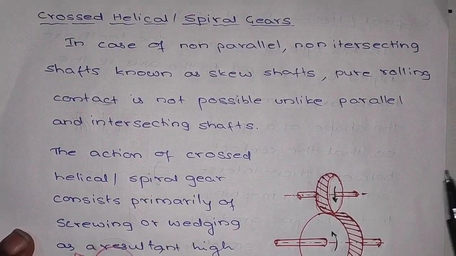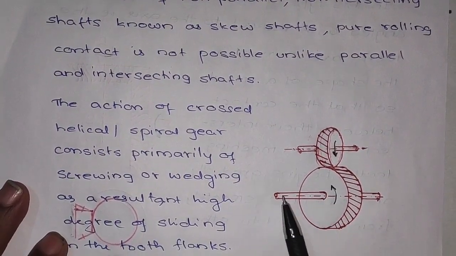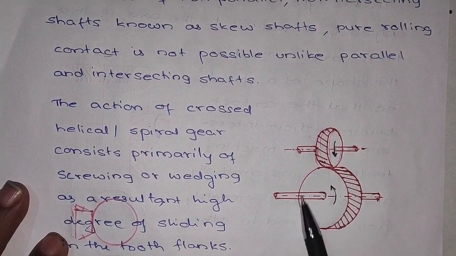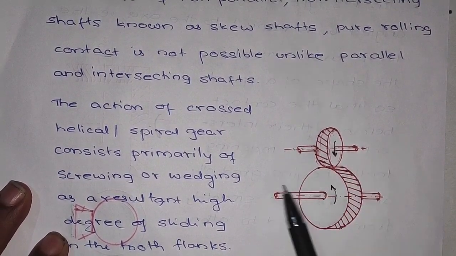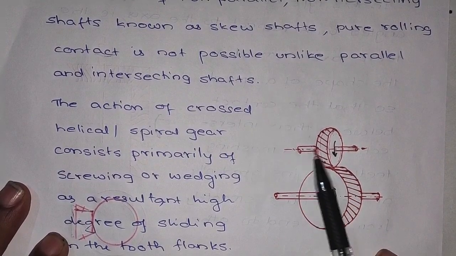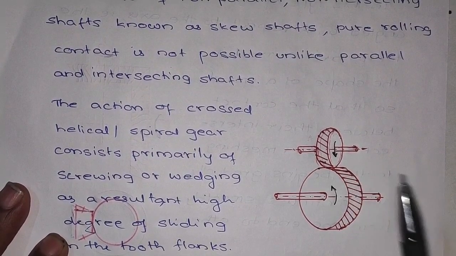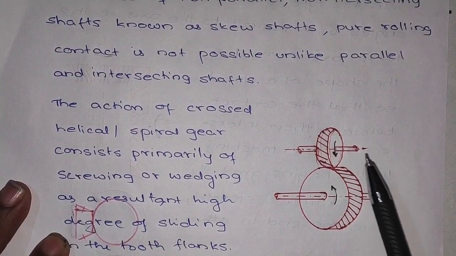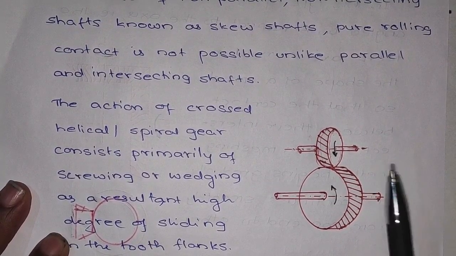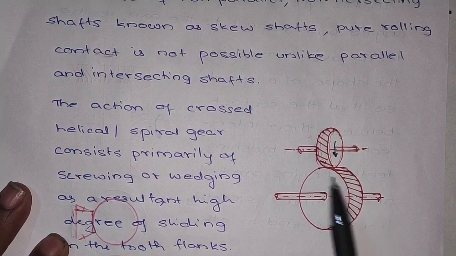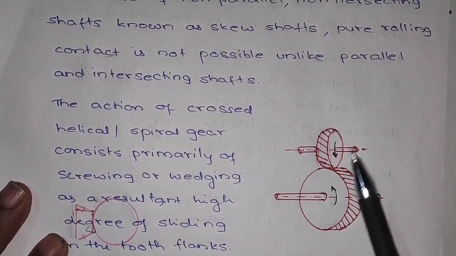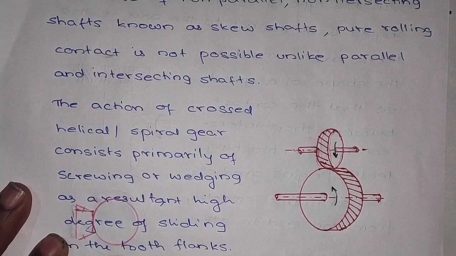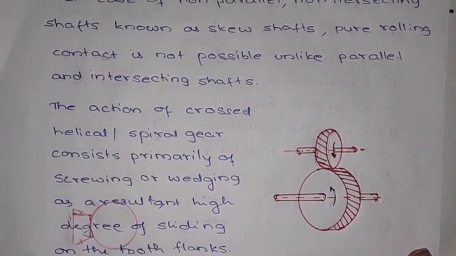So if you see in this particular figure here, this is one axis of the gear and the second axis of the pinion. Both the axes are not parallel to each other and neither are they intersecting each other. Such type of axis we call a skew axis. So here these shafts are skew shafts. So pure rolling contact is not possible, unlike parallel and intersecting shafts.